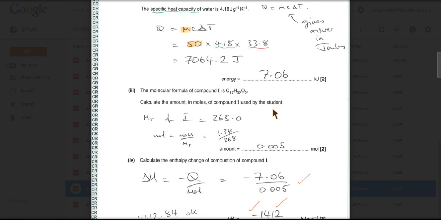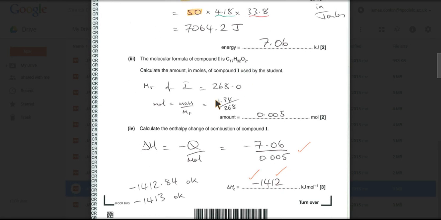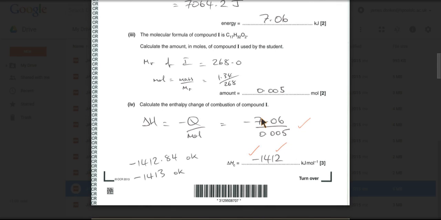So how many moles of I was reacted? We're given the molecular formula, so we're going to need to turn that into an Mr. How many moles? So it's mass over Mr. That's 0.005. And then the enthalpy change of combustion. So the second part of calorimetry is the q over the moles. The minus sign, remember, because this is an exothermic reaction. The water was heated up. So it's minus kilojoules over the moles. And we get minus 1412.